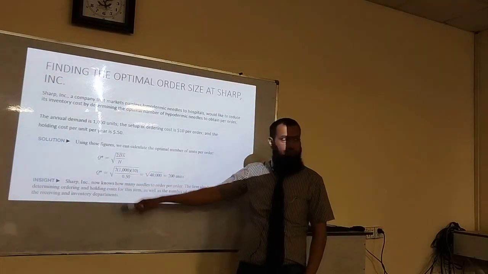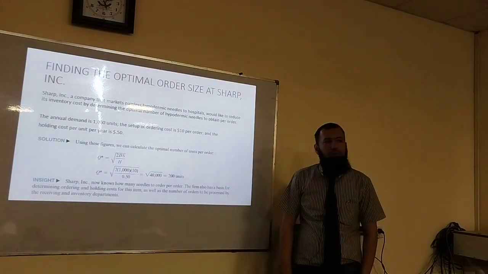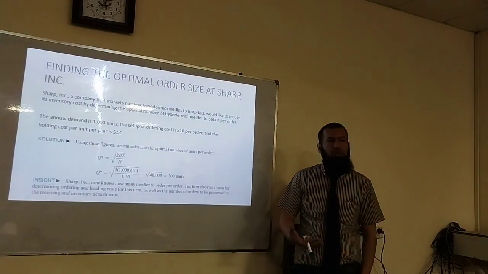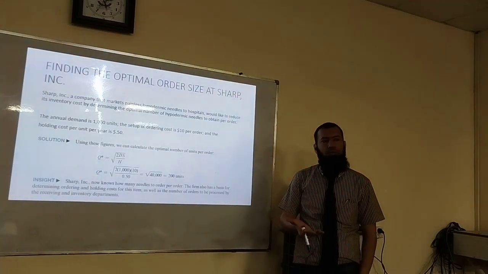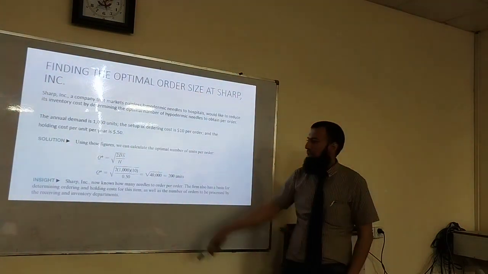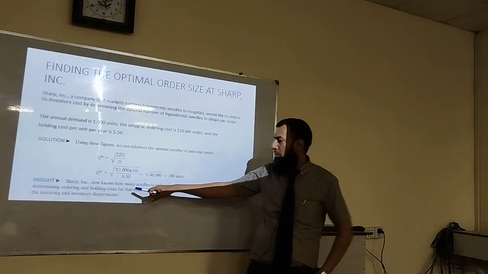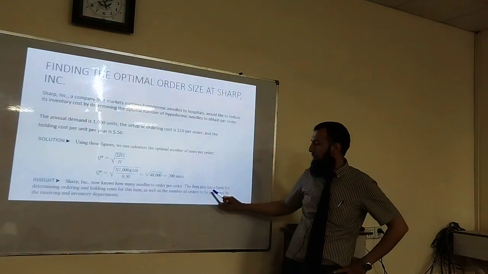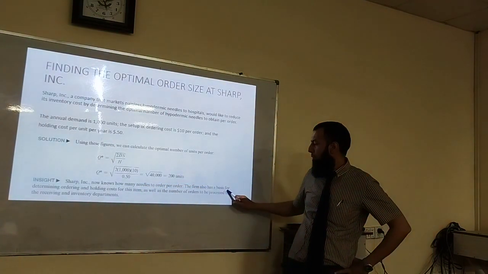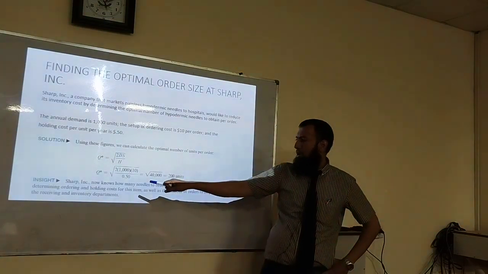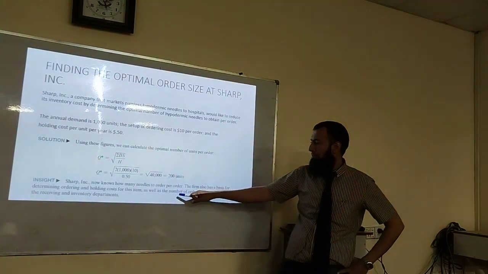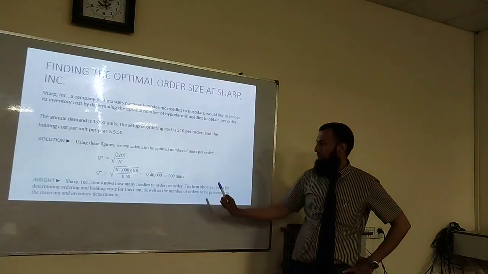Sharp Incorporation. डिमांड ही एनुअल ना दी हुई हो, 6 months की होगी, then you have to multiply by 2, और quarterly होगी. Yes. Sharp Incorporation now knows how many needles to order per order. The firm also has a basis for determining ordering and holding costs for this item, as well as the number of orders to be processed by the receiving and inventory departments.